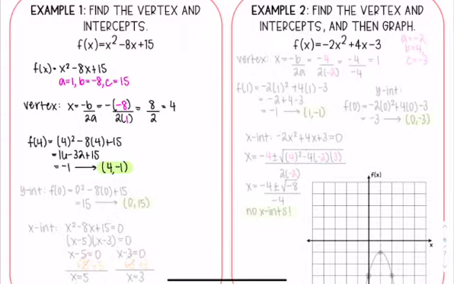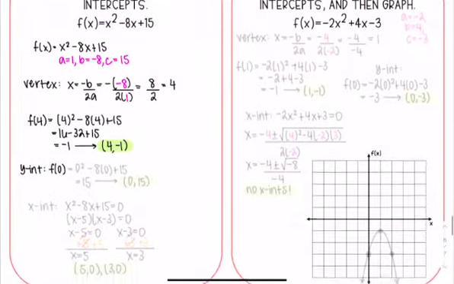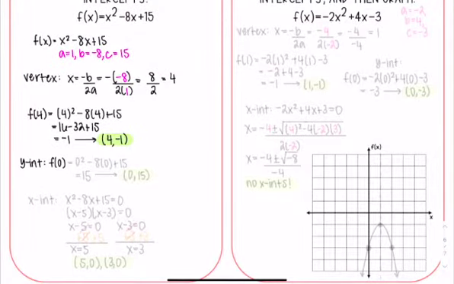Now let's go ahead and find the y-intercept. That's f of 0. So we have 0 squared minus 8 times 0 plus 15, which just gives me 15. So our y-intercept is at the point 0, 15. And we're also looking for the x-intercepts, if they exist. So that's when we set the equation equal to 0.